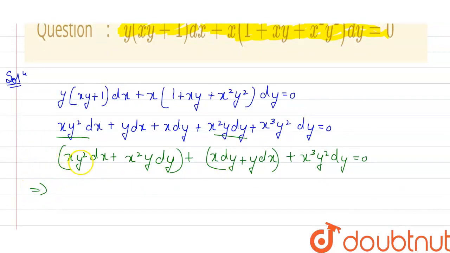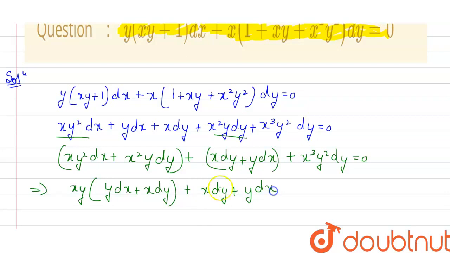After this, in the first part I can take xy common. If I take xy common, this will become y dx plus x dy. So xy (y dx + x dy), and this one is as it is, x dy plus y dx, and plus x³y² dy equals 0.